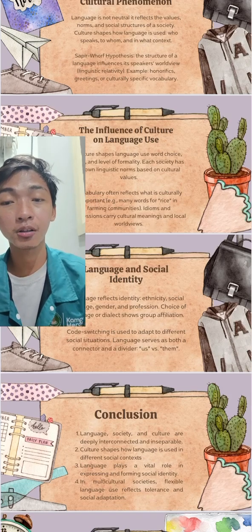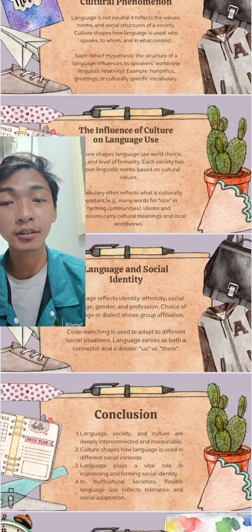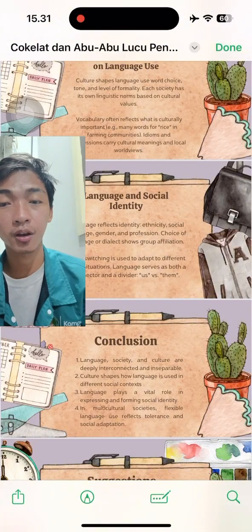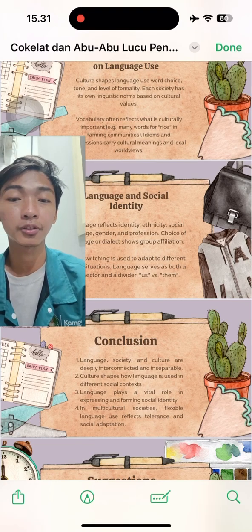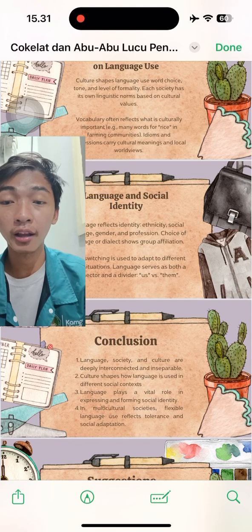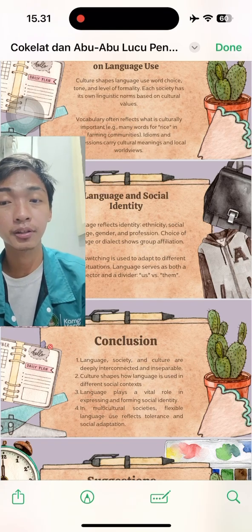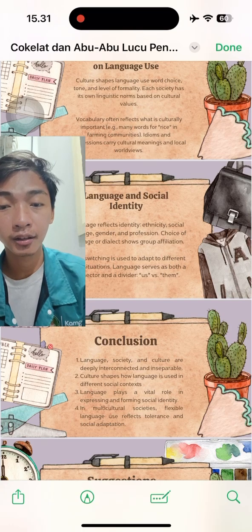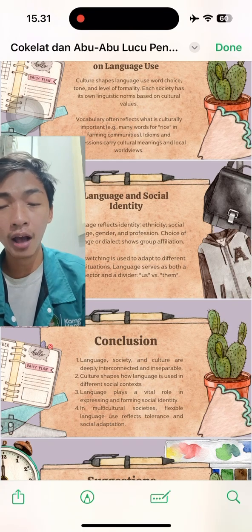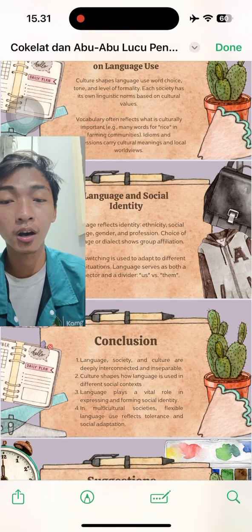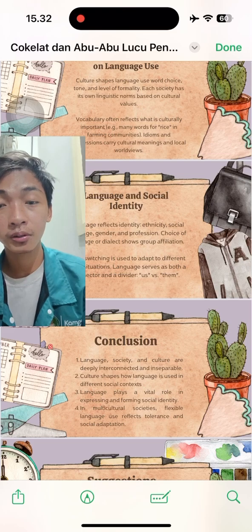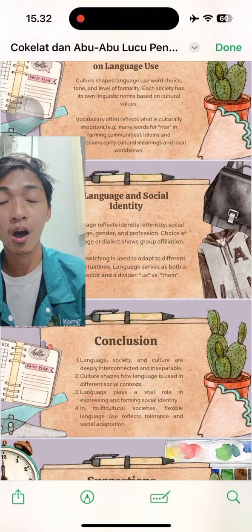Have you heard of code switching? This is the practice of alternating between two or more languages or dialects within a single conversation. Code switching is used to adapt to different social situations. Language can serve as a connector that unites us with a certain group, but also as a divider that distinguishes us from other groups, or them. This shows that language is not just about communication, but also about how we build and express ourselves in society.